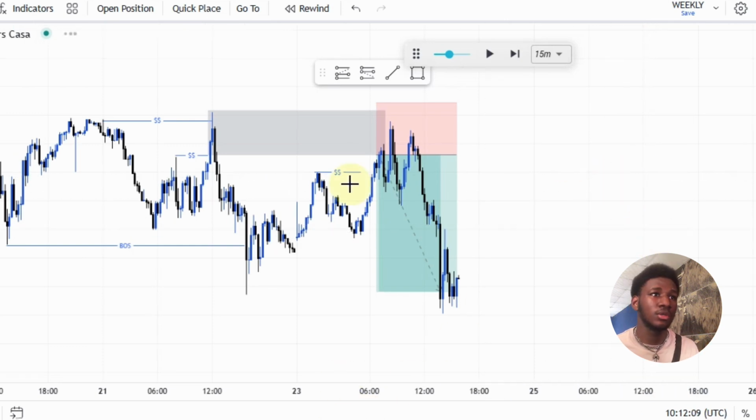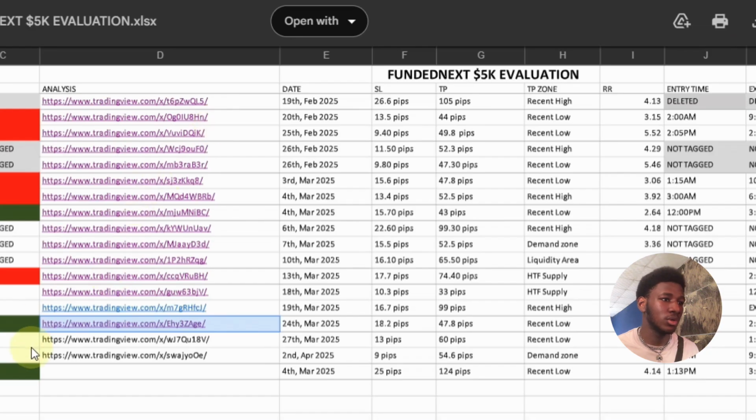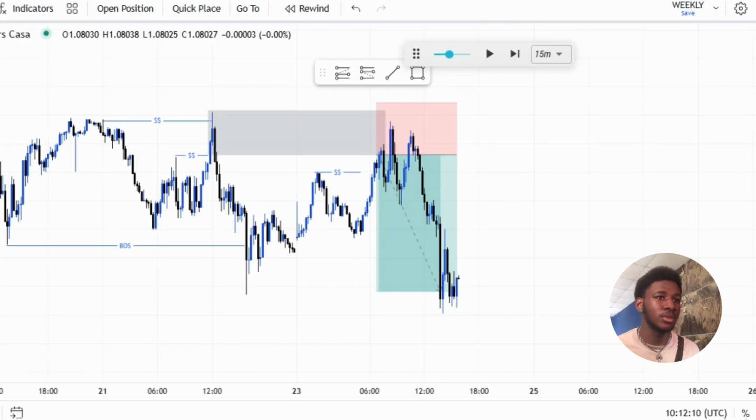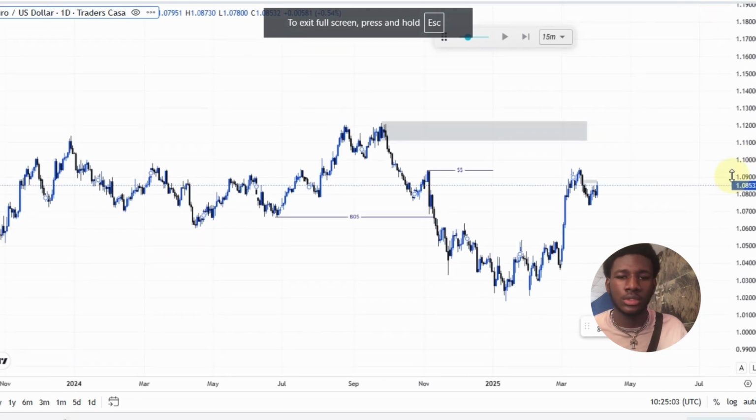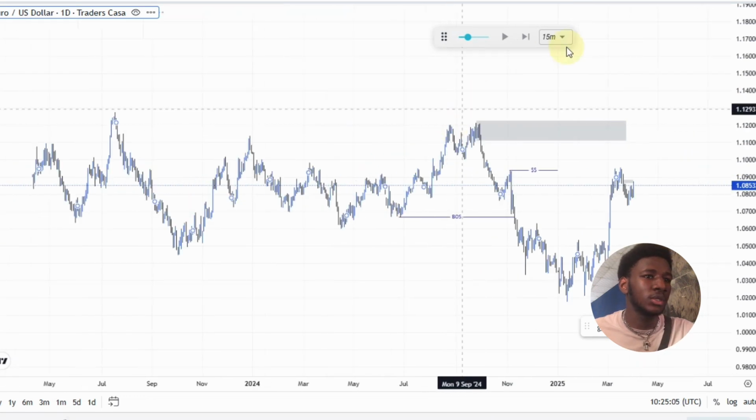So let's go on to the next trade from my trades journal, which is on GBP USD. So GBP USD, let's go. So the next trade was on EUR USD, actually, not GBP USD. So still following the same price action.